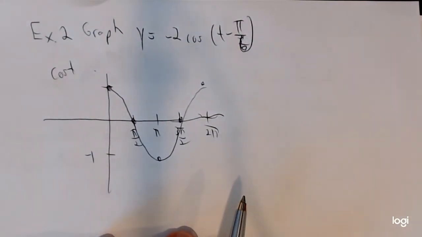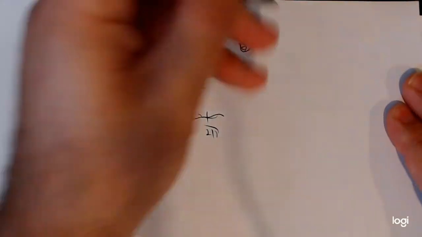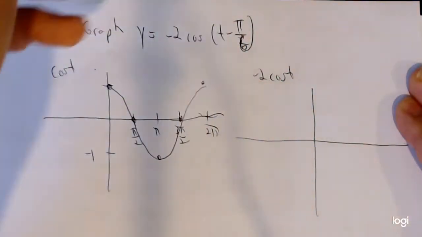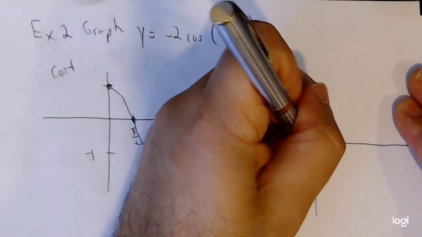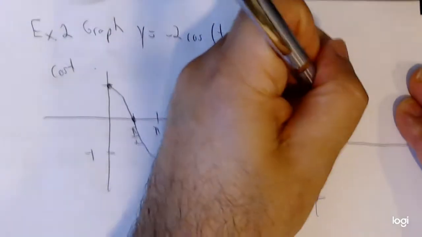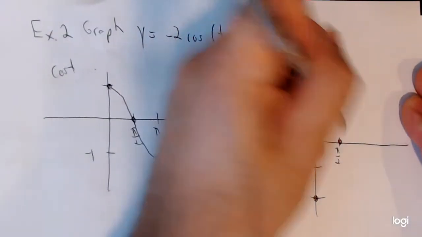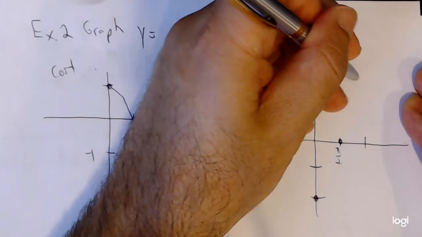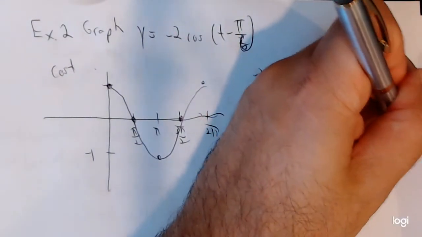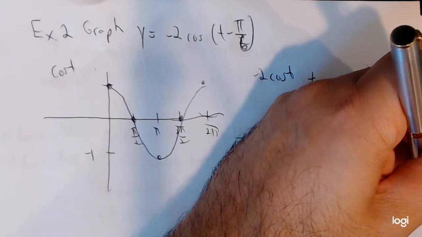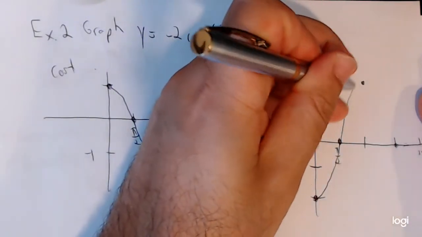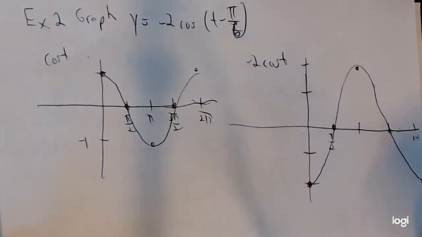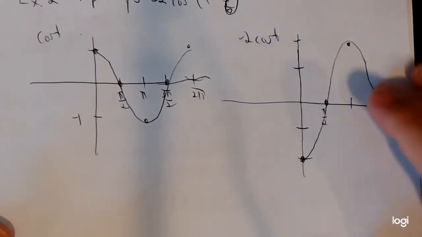So let's take care of the -2. The -2 cosine of t, what's that saying? Multiply all your y values by -2. So at 0 it was 1, but now it'll be -2. At pi over 2 it was 0, and multiply 0 by -2, you still get 0. At pi it was -1, you multiply by -2, you get 2. 3 pi over 2, 0, 2 pi, -2. So one period looks like that. So it kind of got stretched and flipped, right? Because of the negative, and the 2 stretched it out, okay?